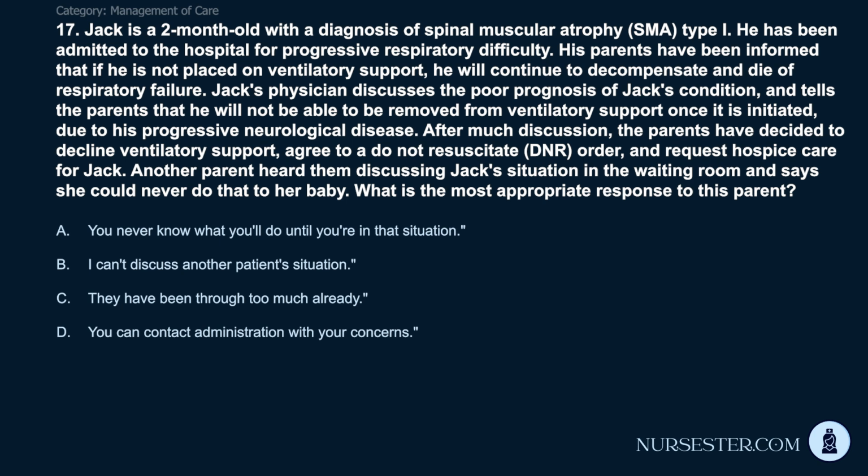17. Jack is a 2-month-old with a diagnosis of spinal muscular atrophy, SMA, type I. He has been admitted to the hospital for progressive respiratory difficulty. His parents have been informed that if he is not placed on ventilatory support, he will continue to decompensate and die of respiratory failure. Jack's physician discusses the poor prognosis of Jack's condition, and tells the parents that he will not be able to be removed from ventilatory support once it is initiated, due to his progressive neurological disease. After much discussion, the parents have decided to decline ventilatory support, agree to a do not resuscitate (DNR) order, and request hospice care for Jack.